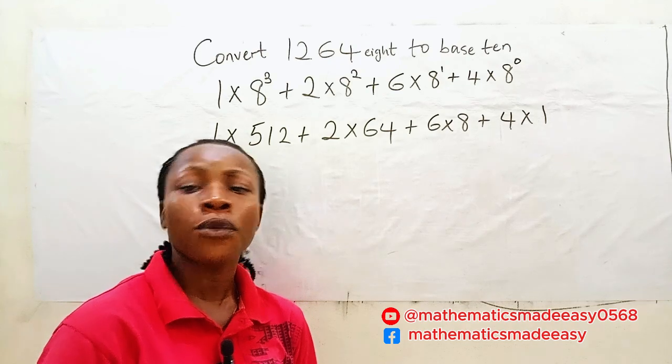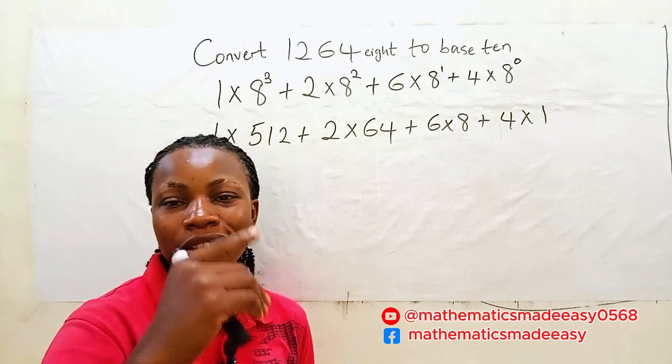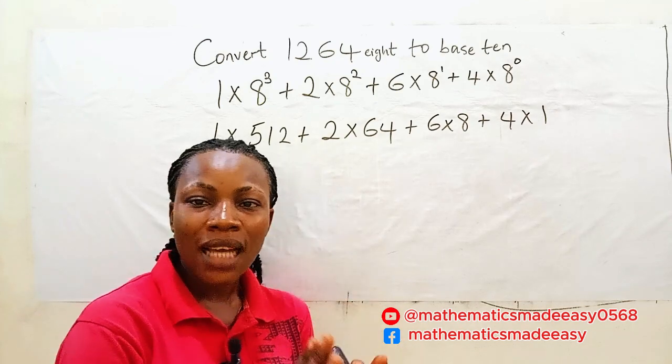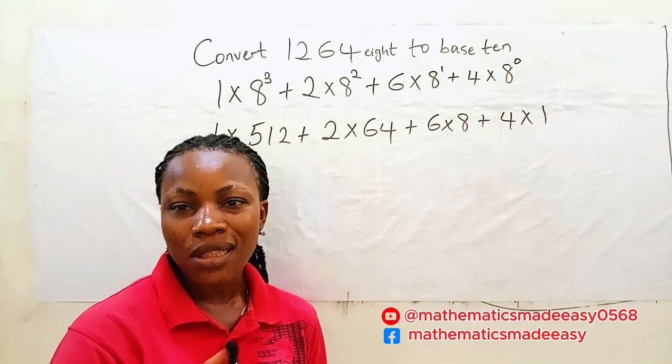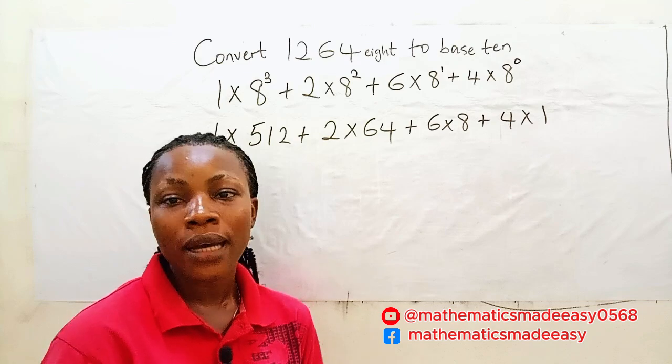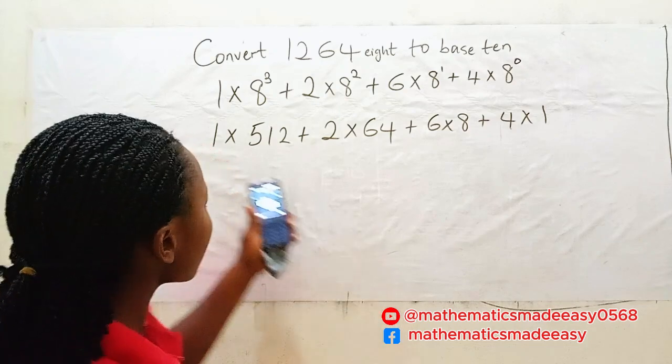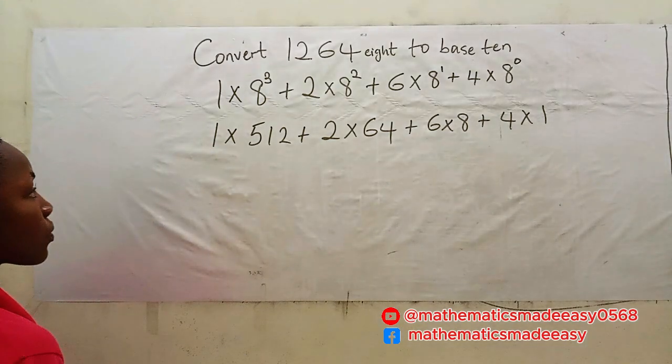If we have 100 raised to power 0, it is equal to 1. 1000 raised to power 0 is equal to 1. So any number raised to power 0 is 1. Alright, so let's go on.